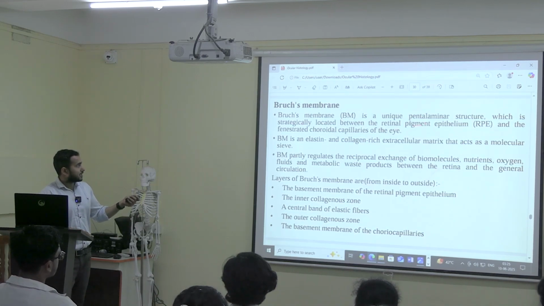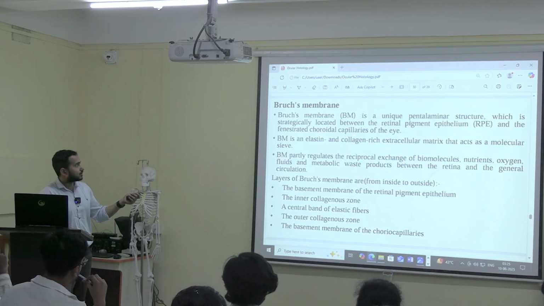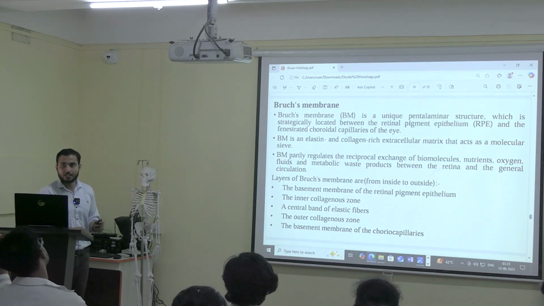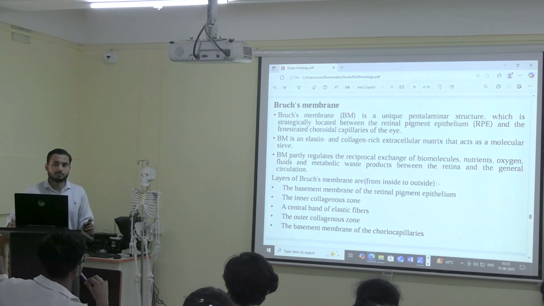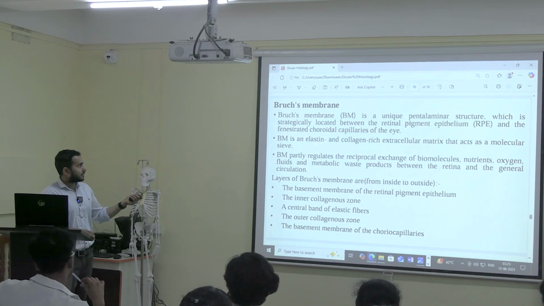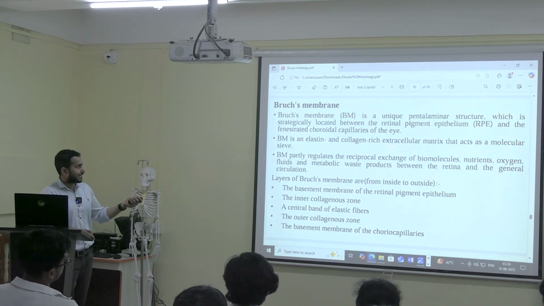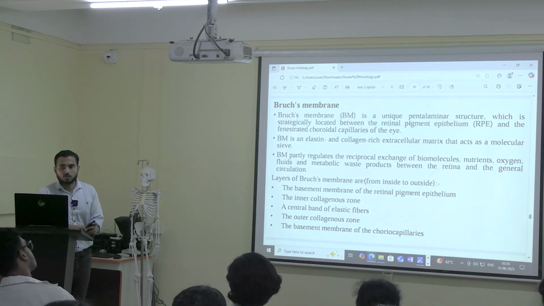So it is located in between the retinal pigment epithelium, which is a layer of retina, and the fenestrated choriocapillaries of the eye. That means the capillary layer of the choroid. In between this, the Bruch's membrane is present. Now you can see it is made up of elastin and rich extracellular matrix that acts as a molecular sieve. What is the meaning of molecular sieve? The Bruch's membrane acts as a molecular sieve.